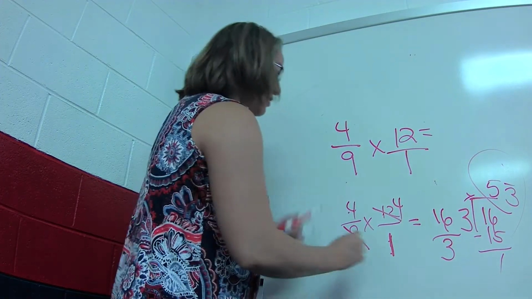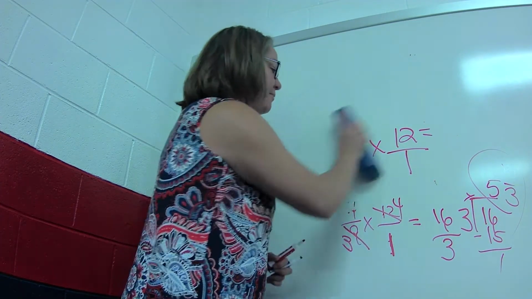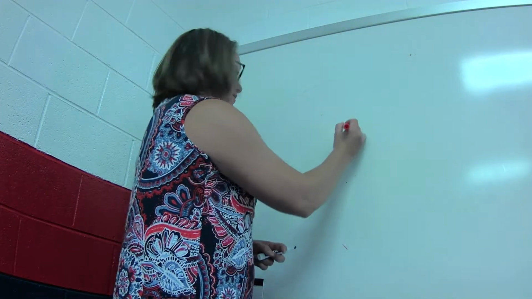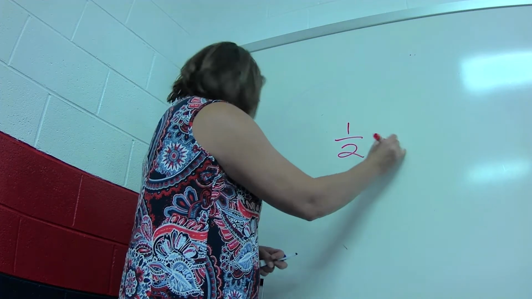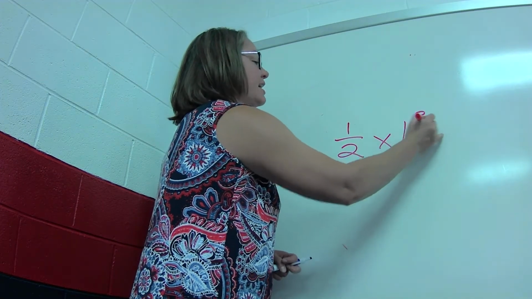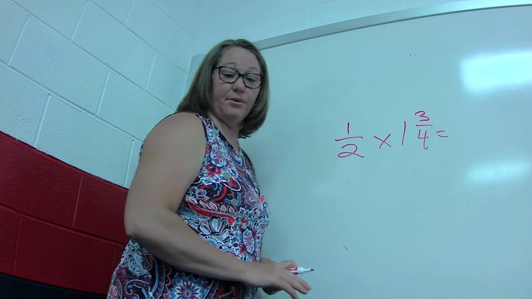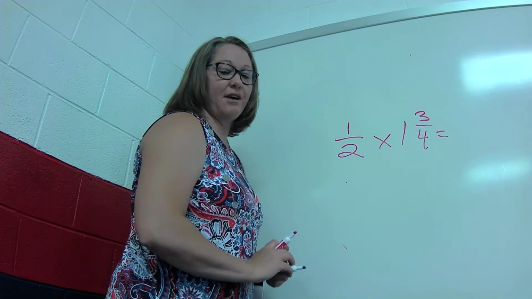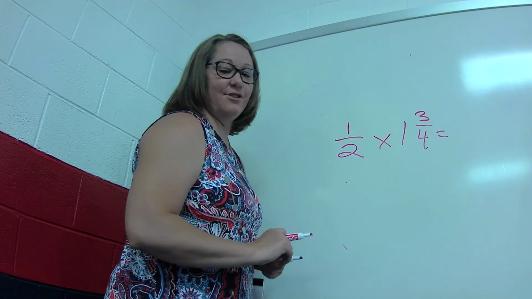All right, so that's a fraction times a whole number. What if I have a fraction times a mixed number? All right, a fraction is 1/2 times 1 3/4, a mixed number. Oh, you remember us taking mixed numbers and making them improper fractions? This is where you need to do it.